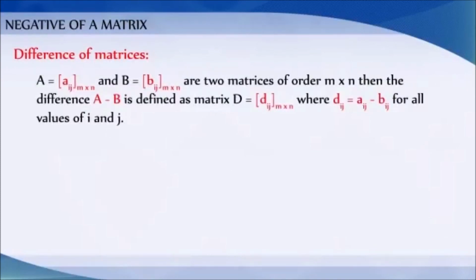Difference of matrices. If A = [aij] and B = [bij] are two matrices of the same order, that is m by n, then the difference A minus B is defined as a matrix D = [dij], where dij = aij minus bij for all values of i and j. In other words, D = A minus B, which is the same as A plus (minus 1) times B, that is, the sum of the matrix A and the matrix minus B.